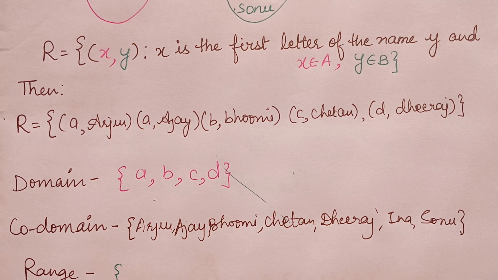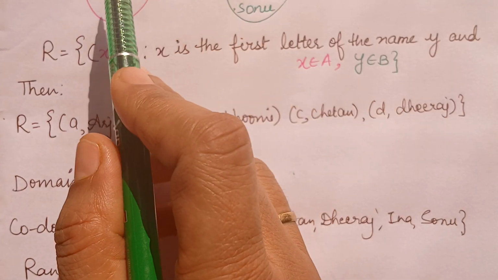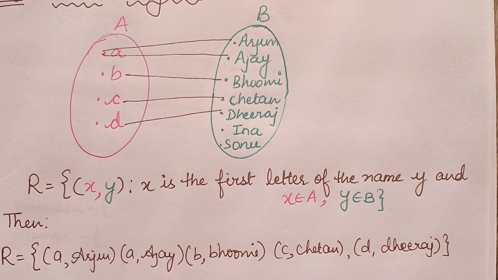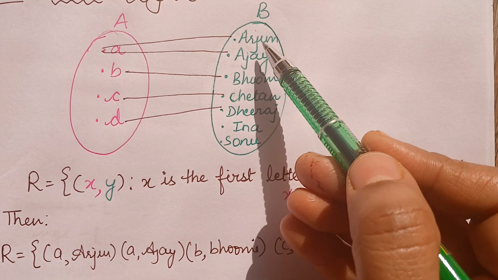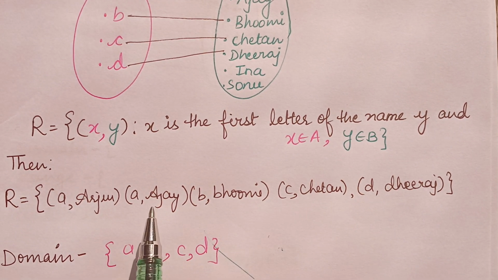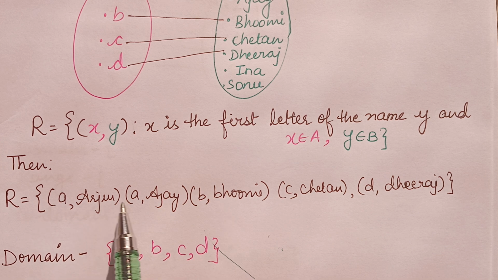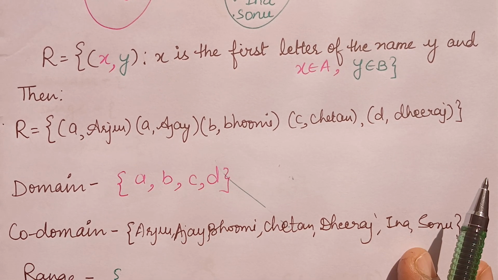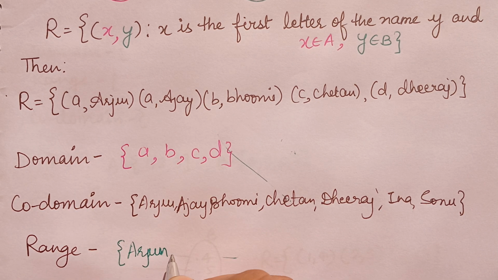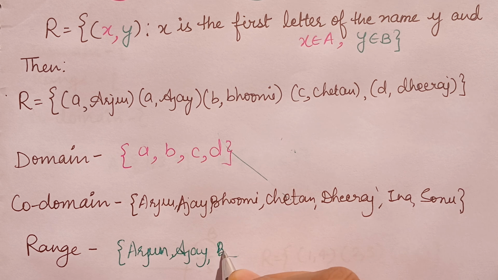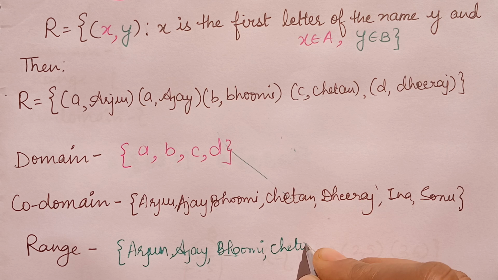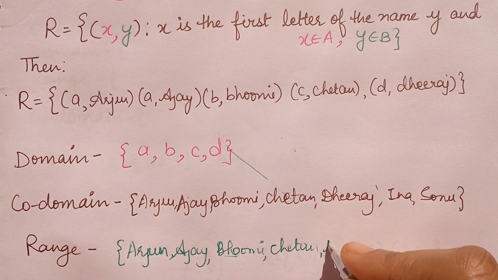And in range we will have those elements which are connected with set A. So in range we will write all the elements which are connected with set A. Only these five names will come: Arjun, Ajay, Bhumi, Chetan, Dheeraj. Or we can say that the y elements of the relation R form the range. So the range will be Arjun, Ajay, Bhumi, Chetan, and then Dheeraj.